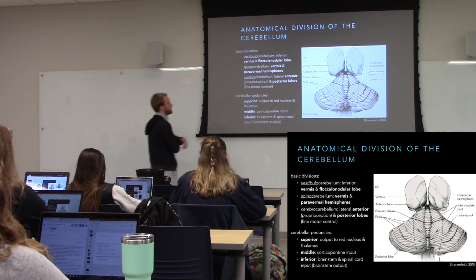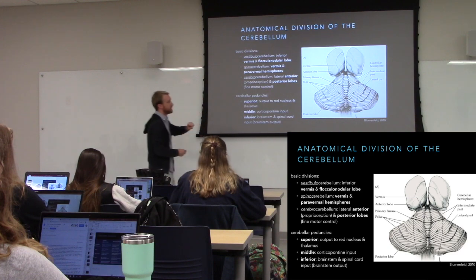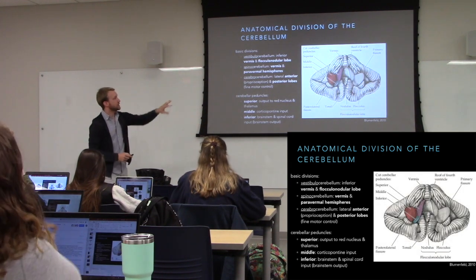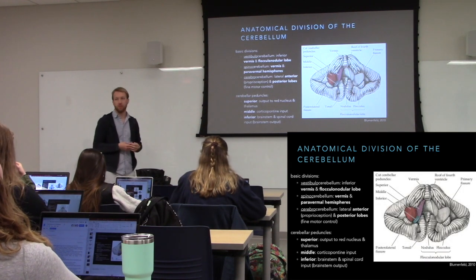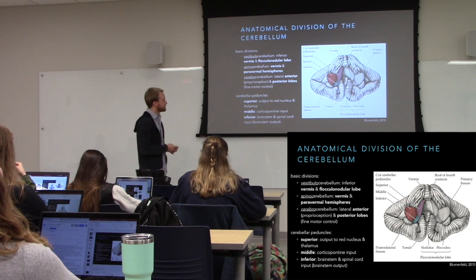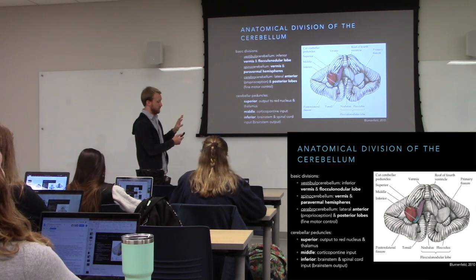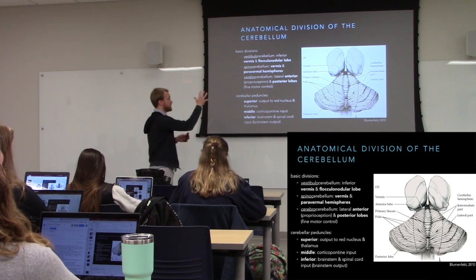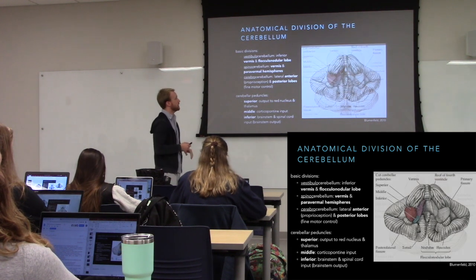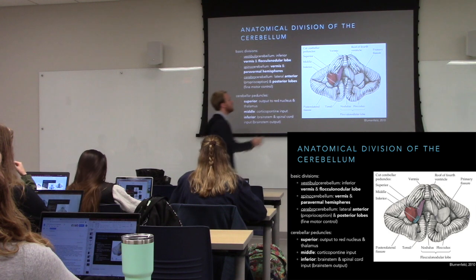The input and output is going to be by white matter tracts called the cerebellar peduncles. So if we were to turn that cerebellum around and cut it off from the rest of the brainstem, it would look something like this. So here we're looking from the back. Now we're going to turn around and look from the front. So the brainstem should be sitting here.